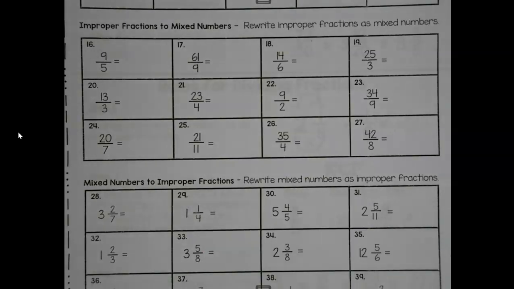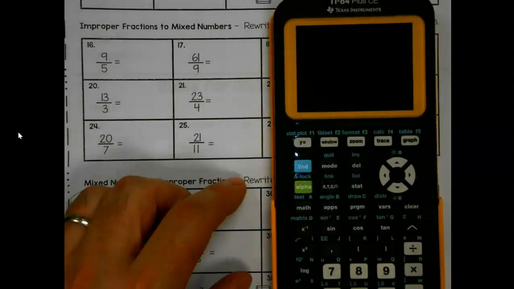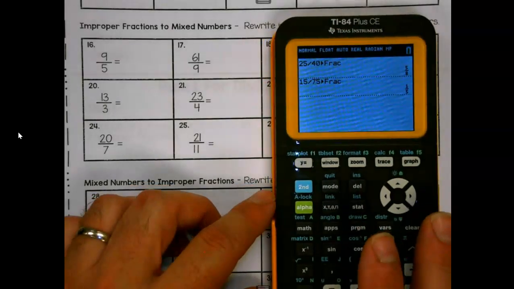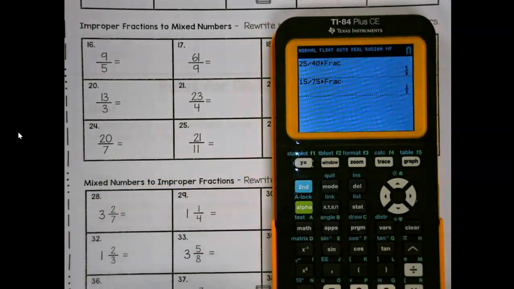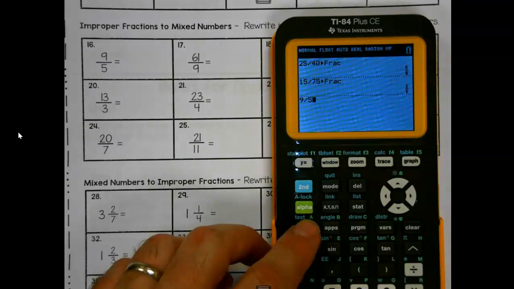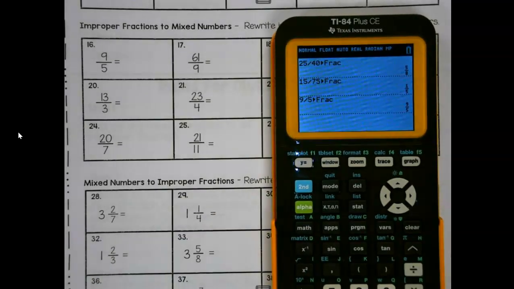Now, here's our disadvantage. We're going to be like, uh-oh. Are there ways to get to improper in this calculator? Maybe. But okay, 9/5, math, enter. Oh, crap, it's the same thing still.